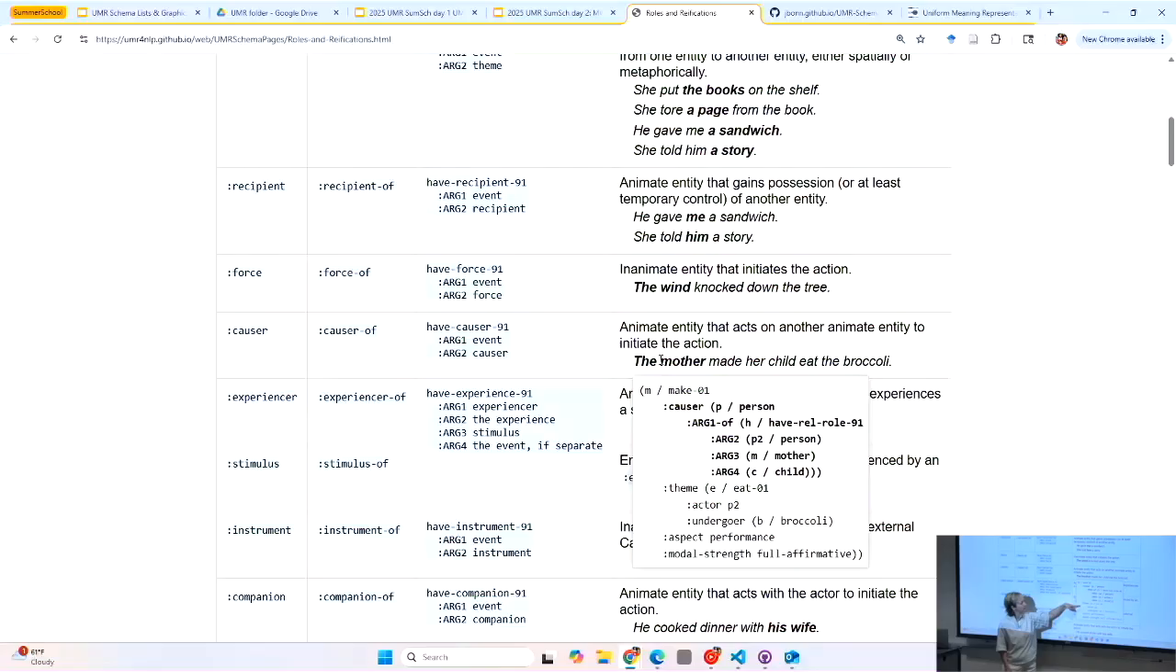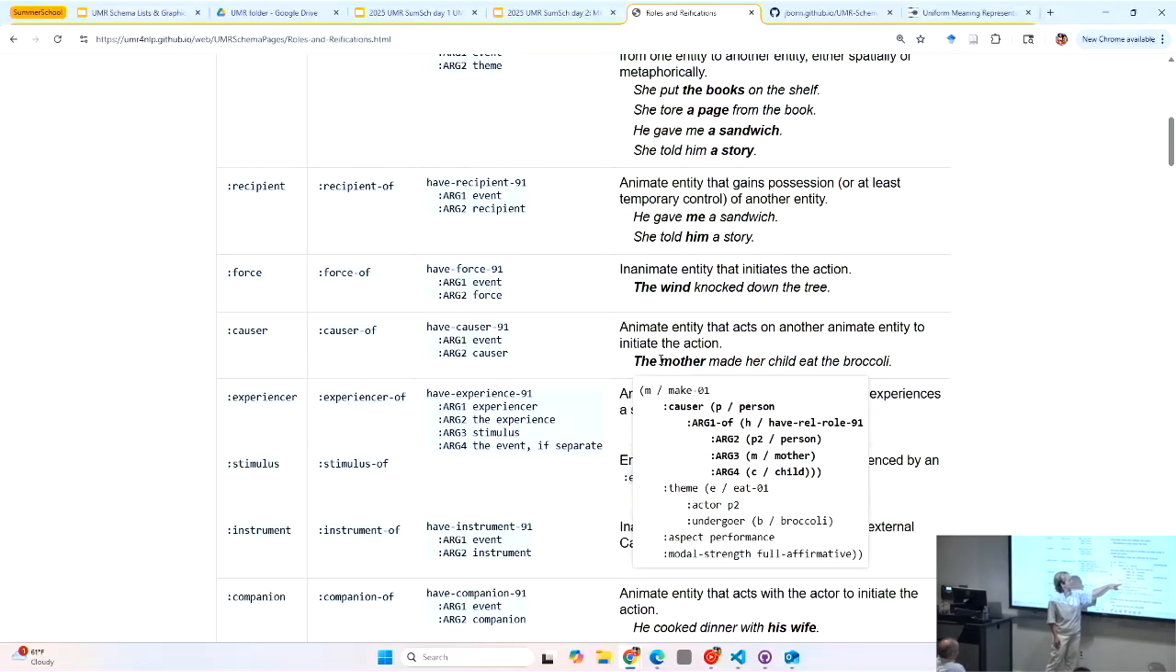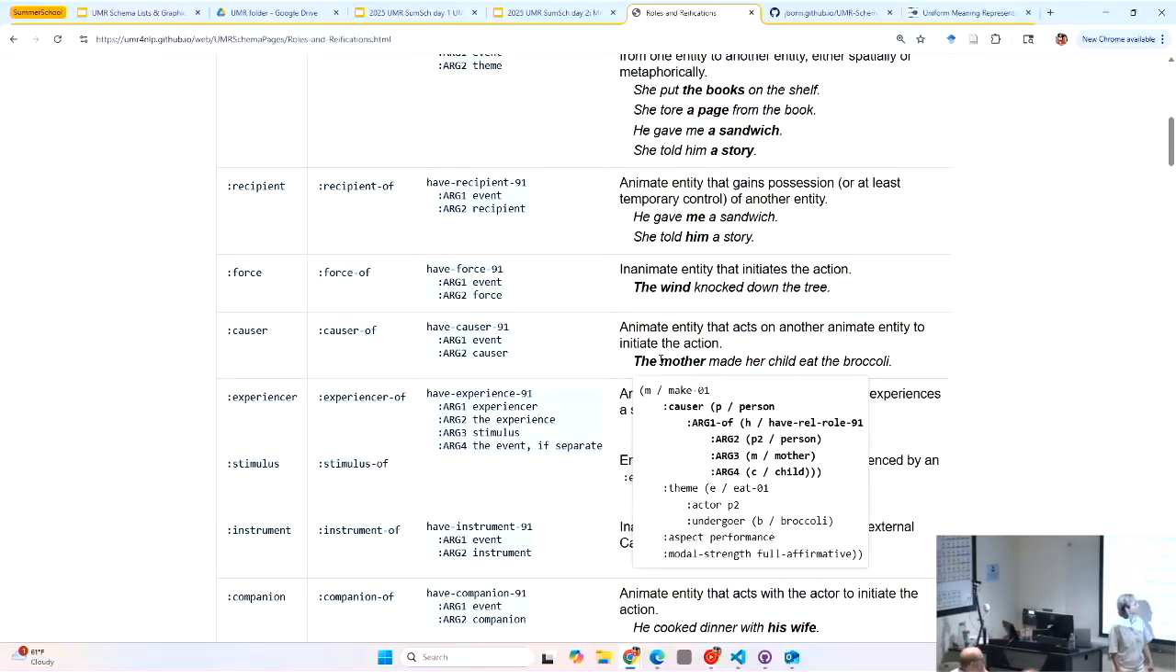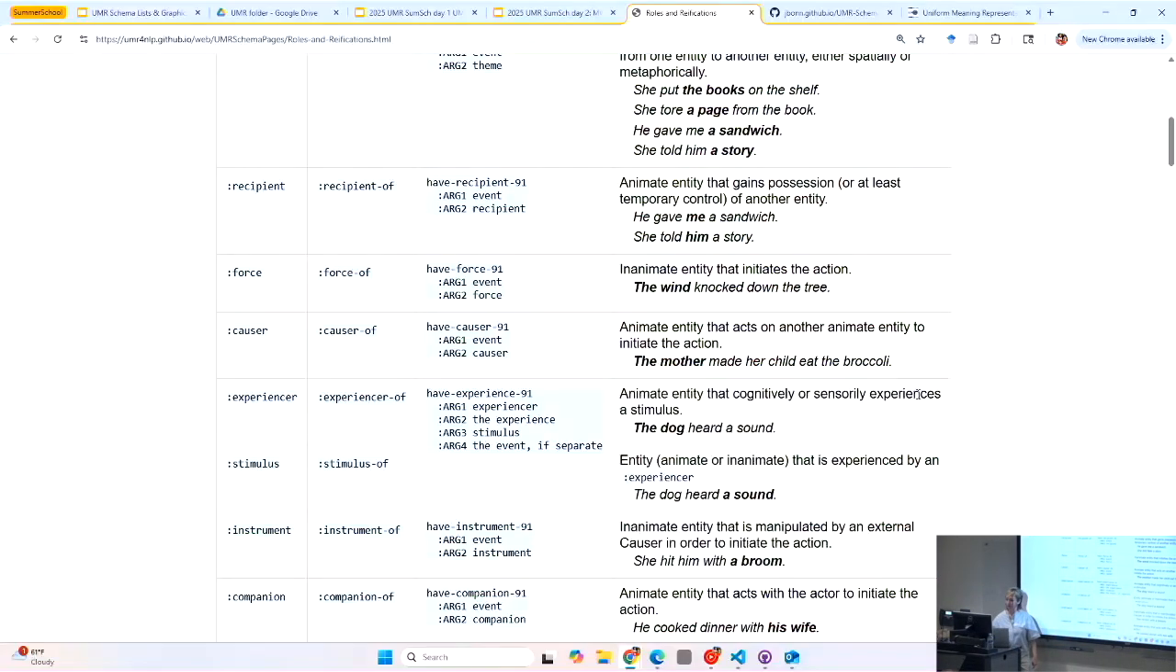And the person who's doing, wait, hold on, is it weird? I think it's weird. I think the person who is doing the eating would then be the actor. So I think the way that this should look is causer, and then actor, and then theme. Yeah, so the mother made her child eat the broccoli. The mother would be the causer, the child would be the actor, and the broccoli would probably be an undergoer.